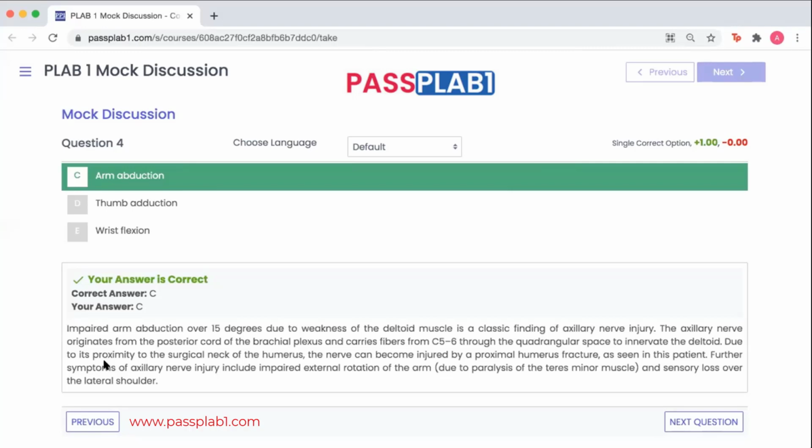And then other symptoms you can have from axillary nerve injury would be impaired external rotation of the arm because of paralysis of the teres minor muscle, and you also have sensory loss over the lateral aspect of the shoulder, over the deltoid area.